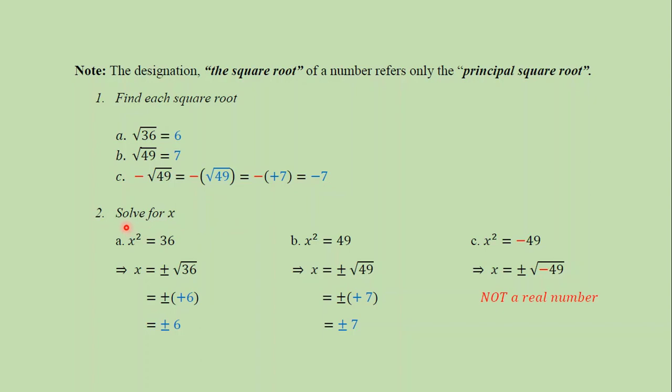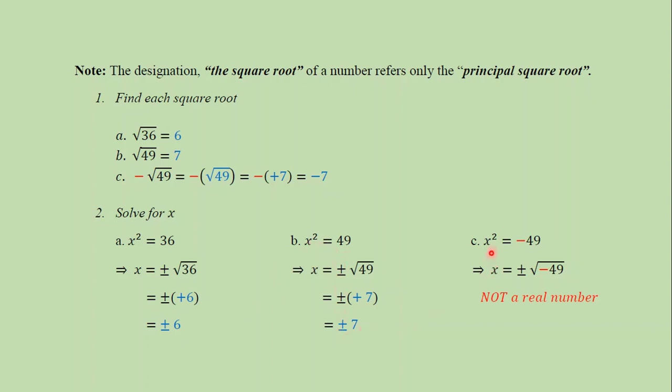Now if a problem asks you to solve for x, like this one, so it has two x values. So you can write x equals plus minus square root of 36, and the value of square root of 36 is positive 6, and if you multiply the sign, you are getting plus minus 6. So the answer is both plus 6 and negative 6. Similarly, the solution for this problem will be plus minus 7.